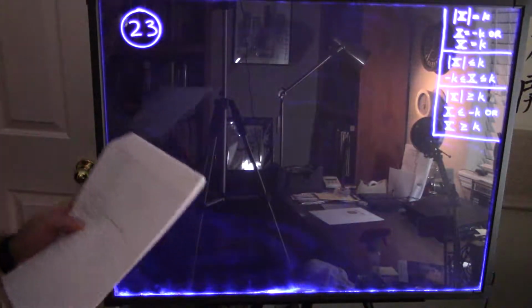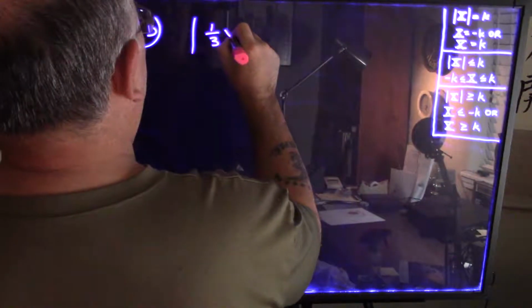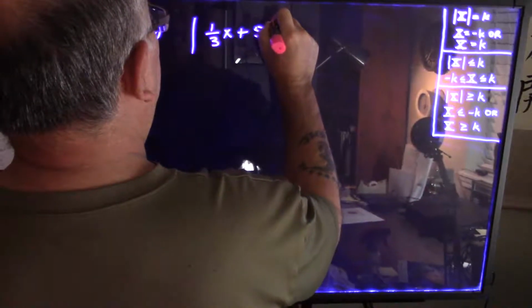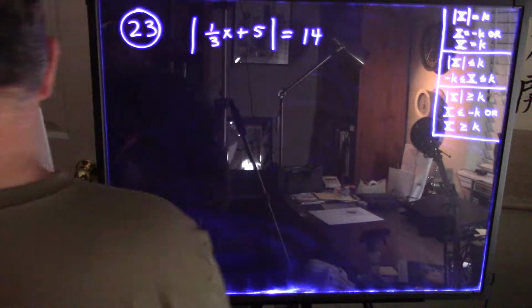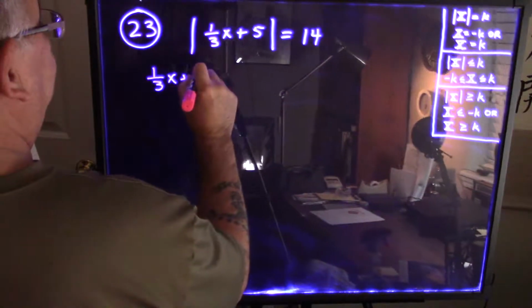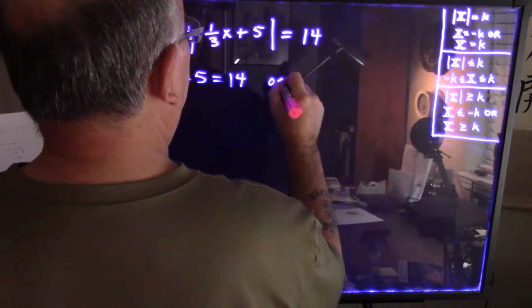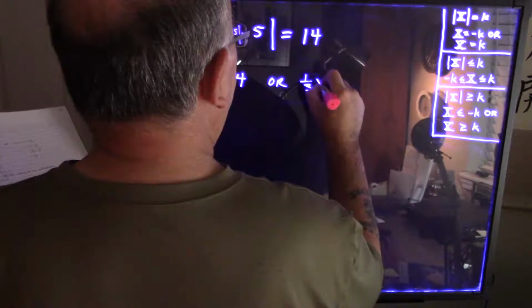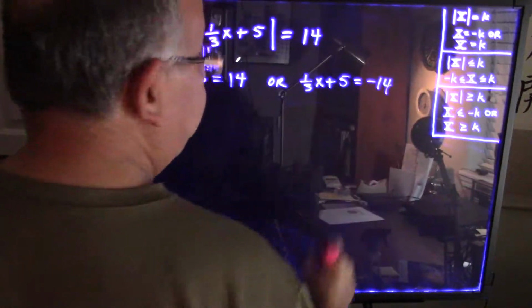Number 23. Absolute value of a third x plus 5 equals 14. So 1/3 x plus 5 equals 14, or 1/3 x plus 5 equals negative 14.